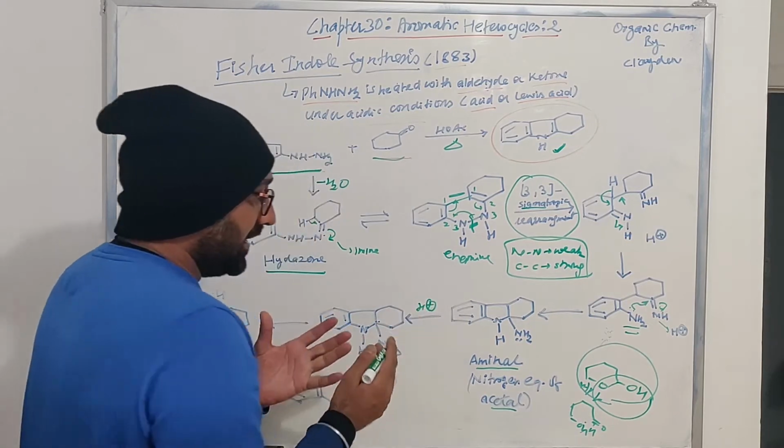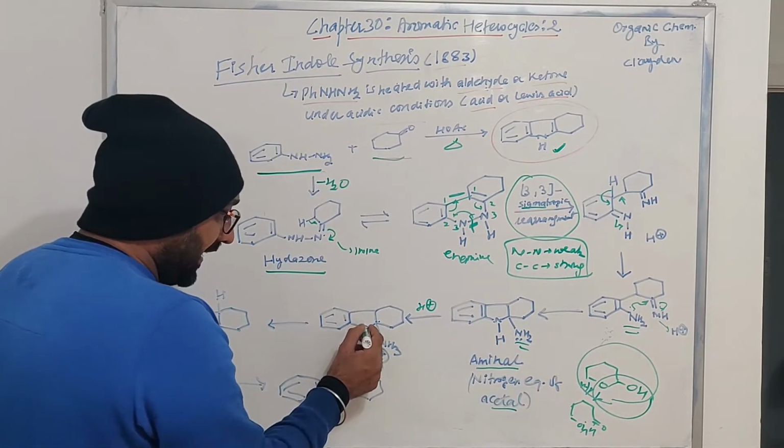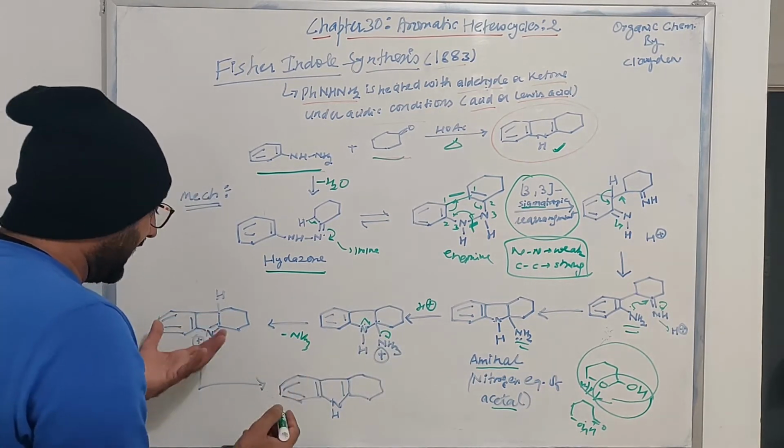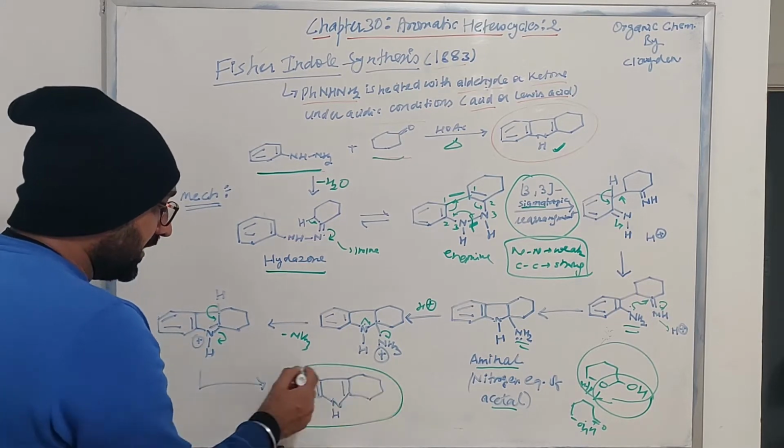So next step is the protonation of the amine. So this amine gets protonated, and then in the next step this comes back, ammonia is kicked out of the system, and in the next step this proton is released to give you the final product.